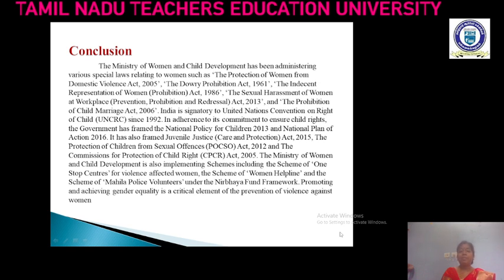In adherence to its commitment to ensure child rights, the government has framed the National Policy for Children 2013 and the National Plan of Action 2016. It has also framed the Juvenile Justice Care and Protection Act 2015, the Protection of Children from Sexual Offences, POCSO Act 2012, and the Commission for Protection of Child Rights, CPCR Act 2005.